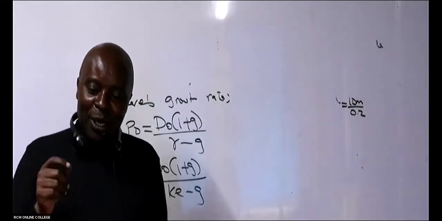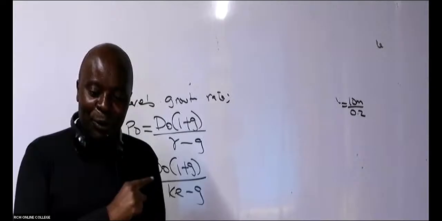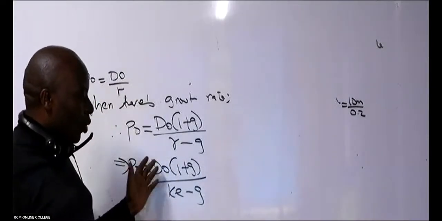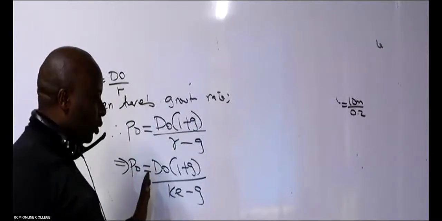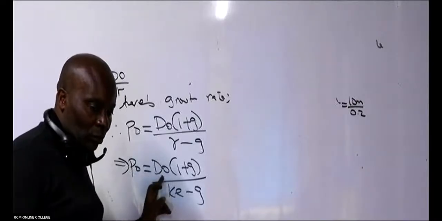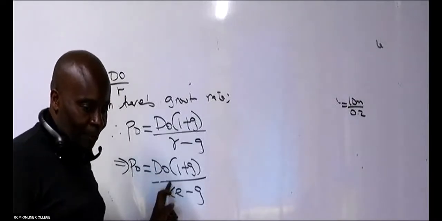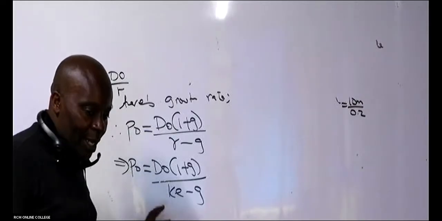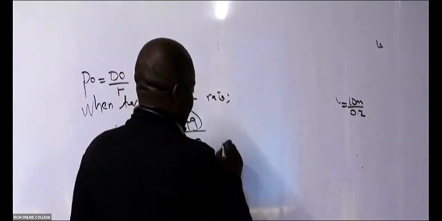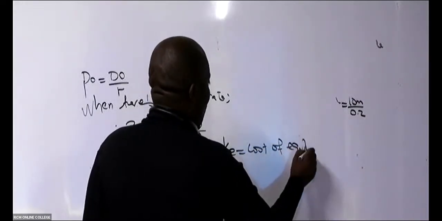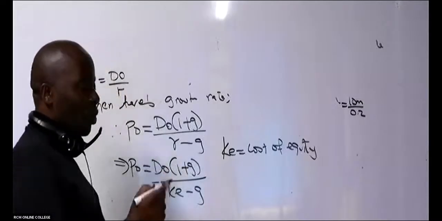Yeah. So I hope you guys, now with that concept, you'll be able to remember. But again, remember that this DO is not the district officer. DO stands for current dividends per share. P0 stands for current market price per share. KE is cost of equity.